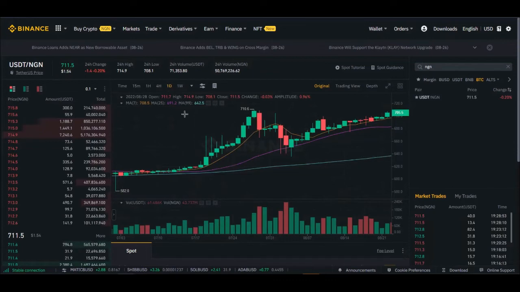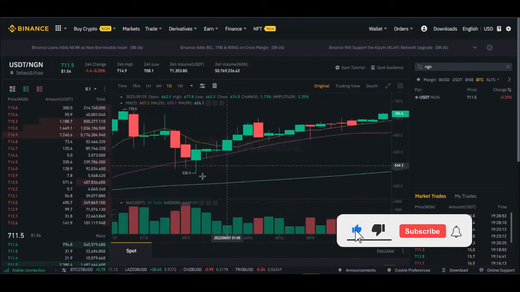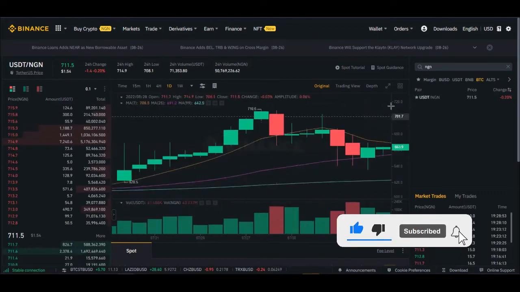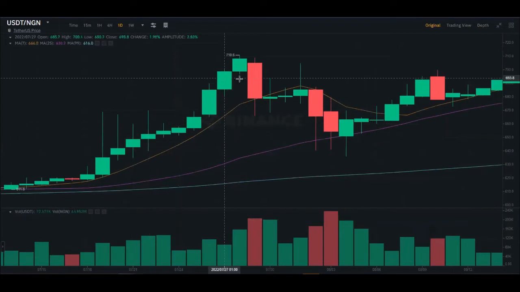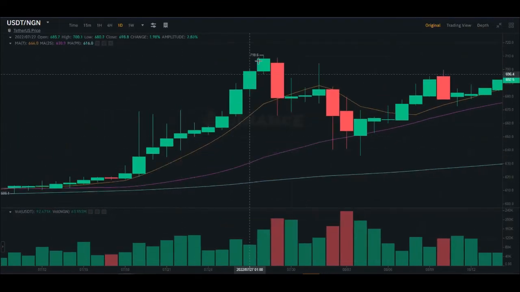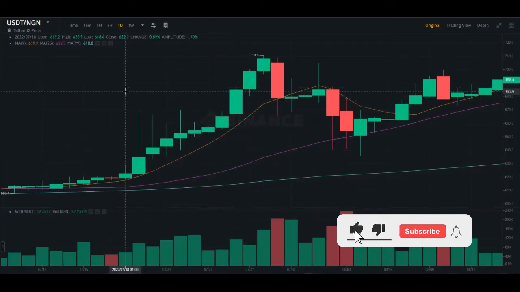Since I'm on the daily time frame, it means that every candlestick you see here, whether big or small, let me zoom this out so that you get it, represents one day. So how much was USDT trading for?